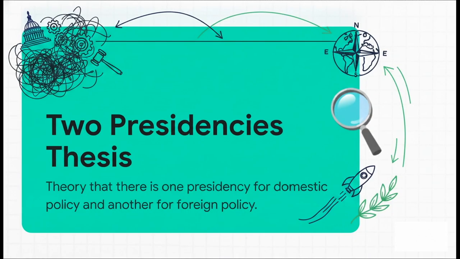But here's a totally fascinating quirk in the system, the two presidencies thesis. Coined by Aaron Wildavsky, this theory suggests that every president essentially works two completely different jobs. Domestically, their policies constantly get bogged down in congressional gridlock. But in foreign policy, the president acts with far more autonomy and success. It is essentially double the work, but often, it's where they can make the absolute biggest immediate impact.